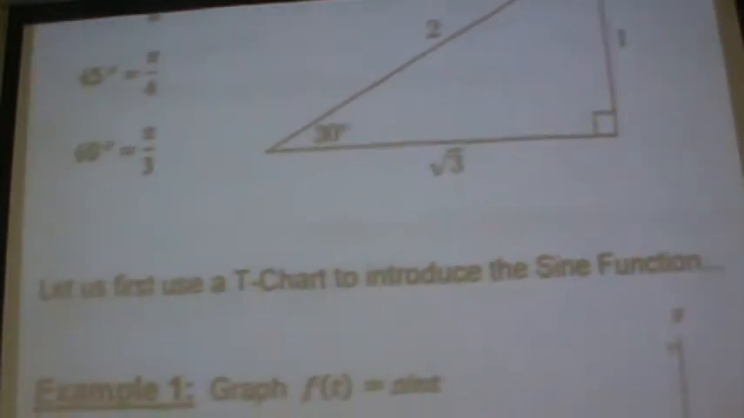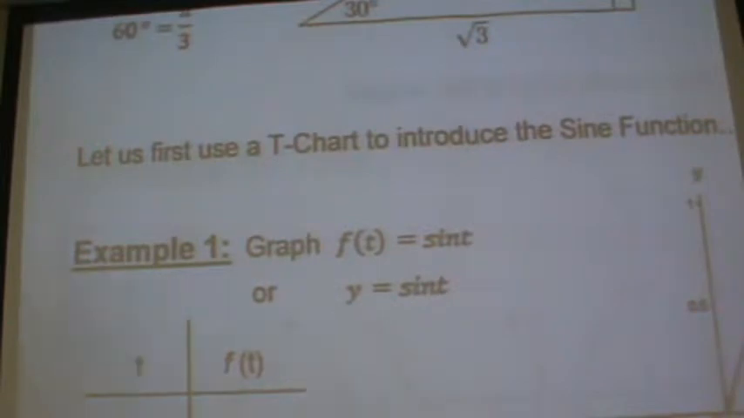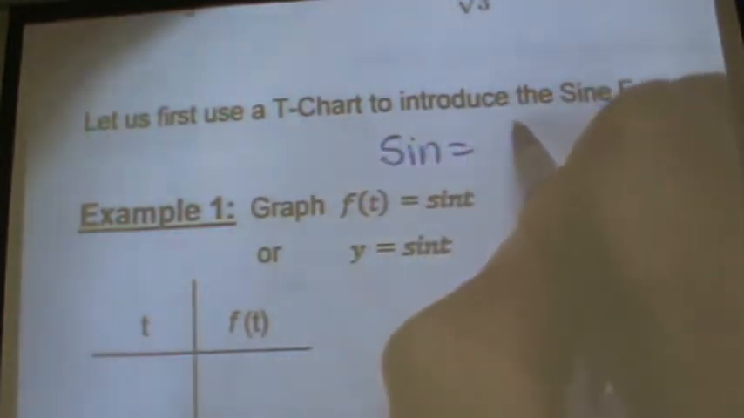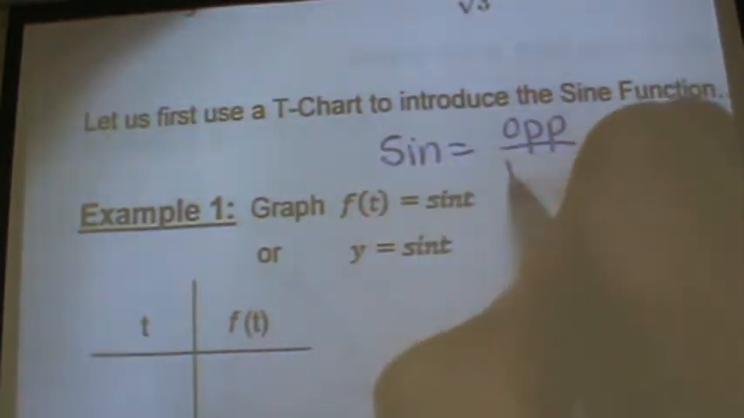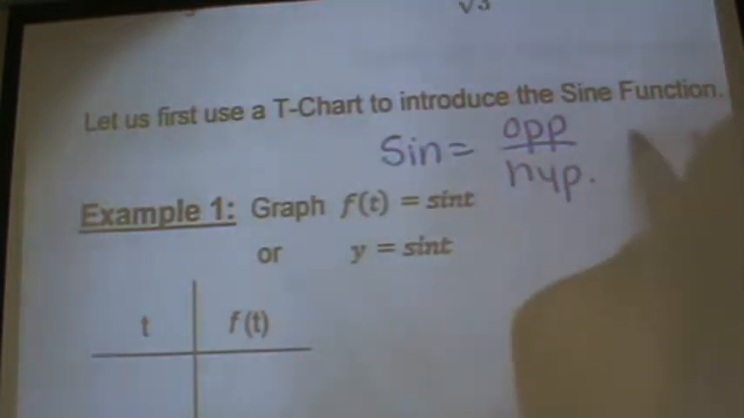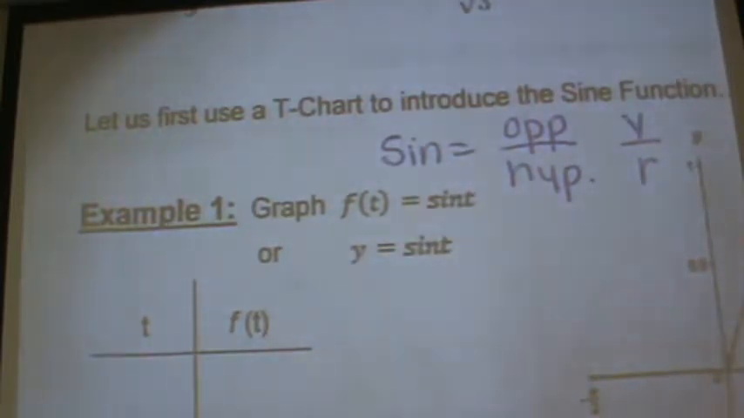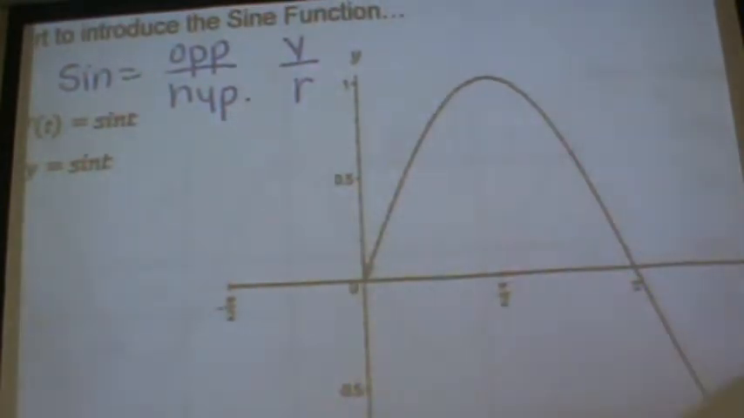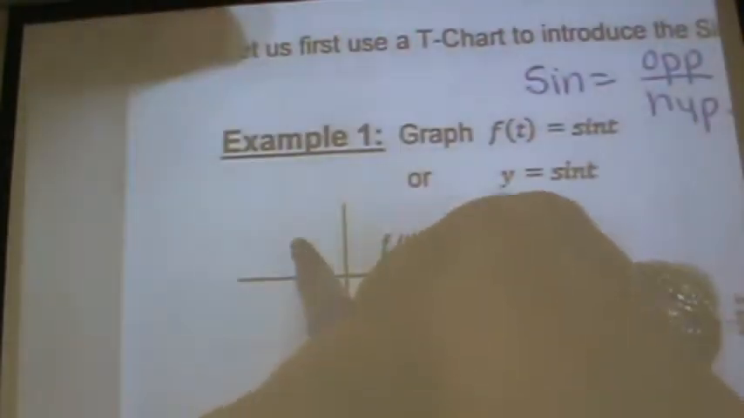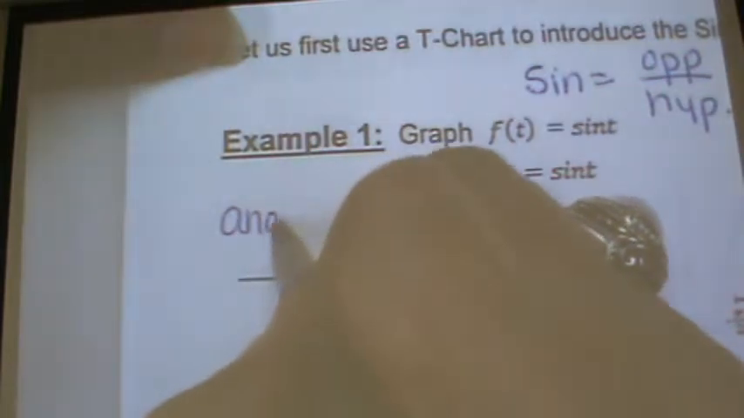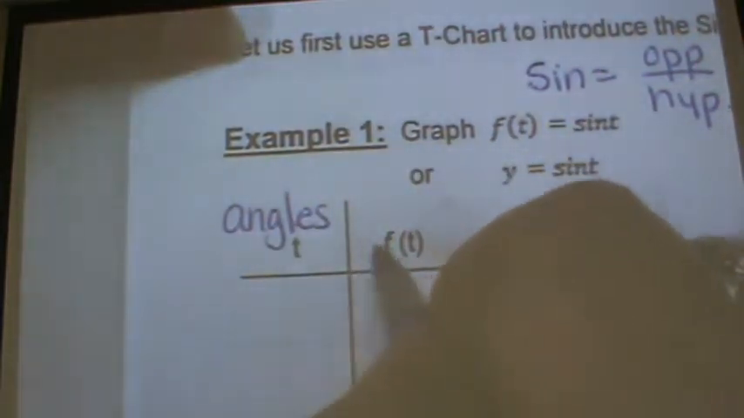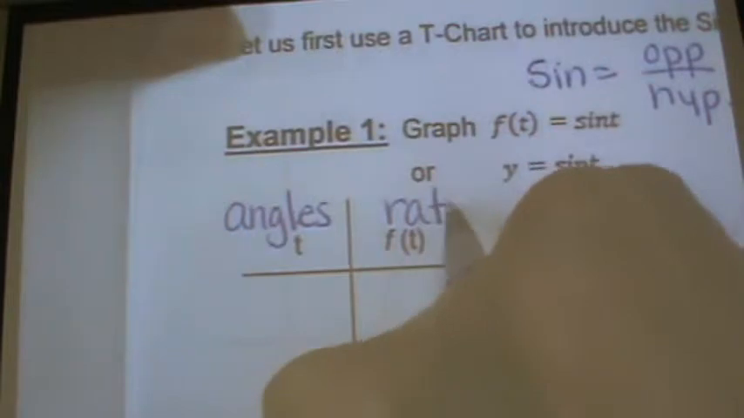So now I'm going to show you how to graph the sine curve. Well, what is the sine curve? Sine is equal to the side opposite over the hypotenuse, or the y value over the r value. Okay? So what we're going to do is make a comparison of 2 things. The x-axis is going to be the angle measures, and the y-axis is going to be your ratios.